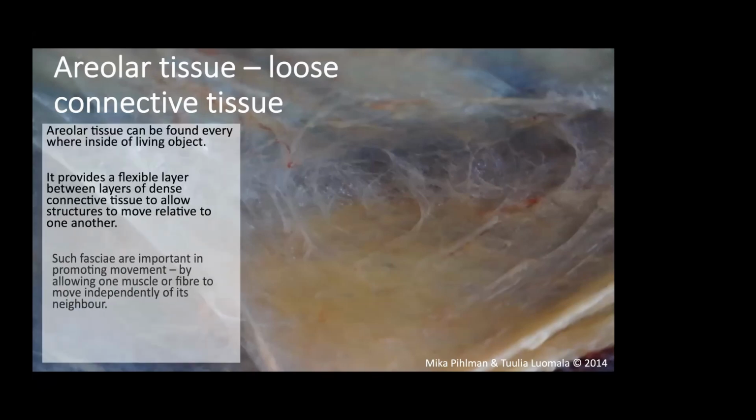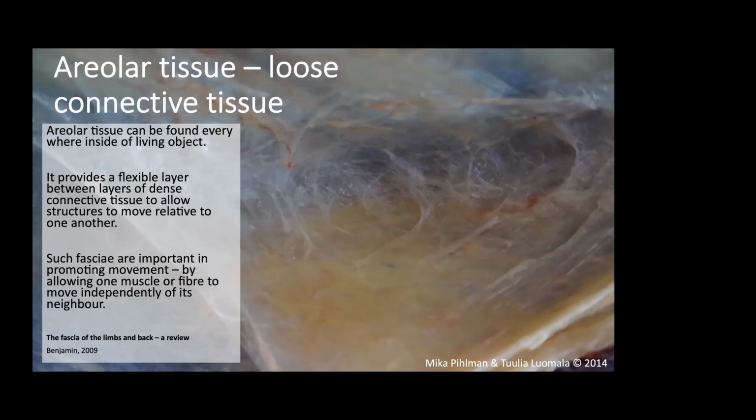And areolar tissue is another term you can see used for the loose connective tissue. So both are used in articles, and it's really everywhere. It's providing a flexible layer between the dense connective tissue layers. And this is the thing which is allowing the movement.